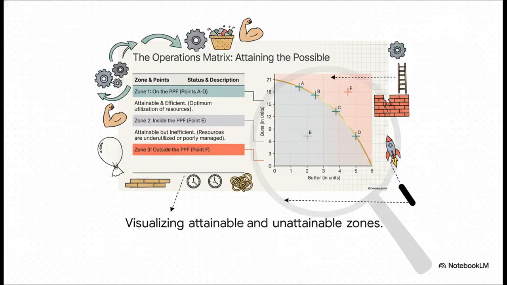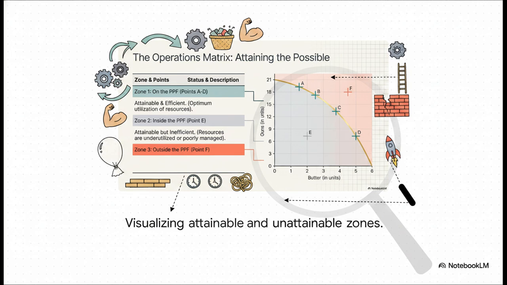And this brings us directly to what we can call the operations matrix. Take a look at the 3 distinct zones here. Zone 1, which includes points A through D right there on that gold curve, is the absolute sweet spot. It is both attainable and efficient. We are squeezing optimum utilization out of our resources. Now look at Zone 2, point E, sitting inside the curve. Sure, it's attainable, but it's incredibly inefficient. Think of it like a massive factory leaving half its machines turned completely off. If an economy lands here, resources are sitting idle, underutilized, or just poorly managed. You could literally have more guns and more butter without sacrificing anything, simply by organizing better.